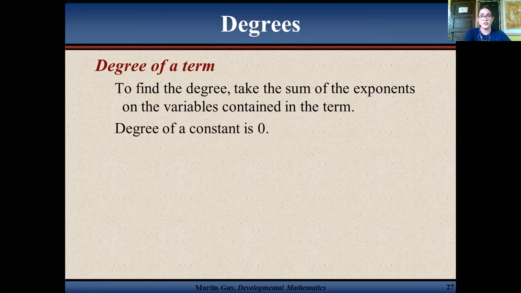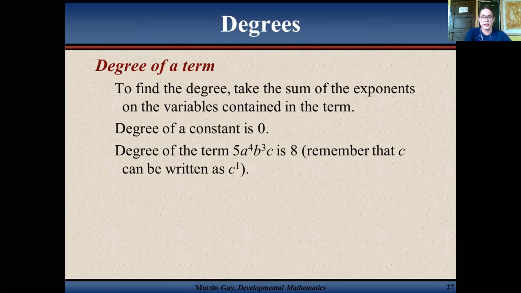The degree of a constant is always 0. Take down note: the degree of a constant is always 0. And the degree of the term, for example, 5a to the power of 4, b cubed, c is 8. So when you have this kind of term and you are asked to get its degree, you have to add the exponents of the variables being used.